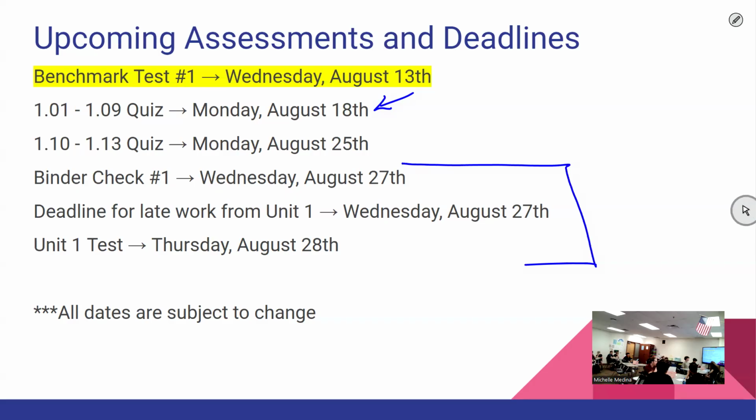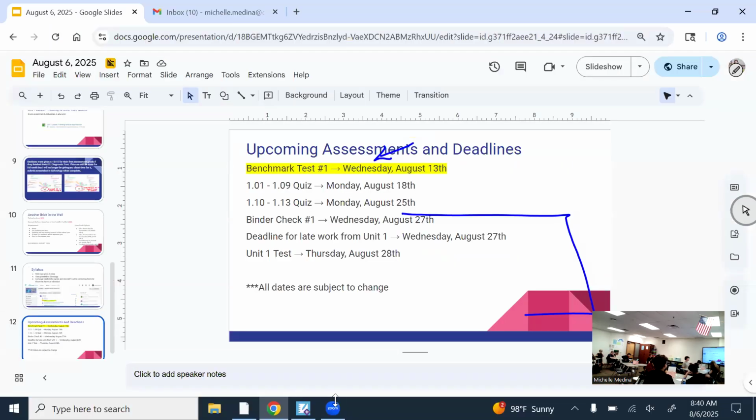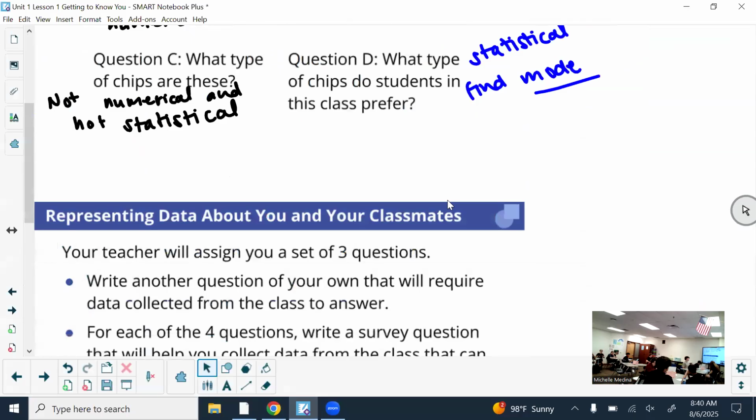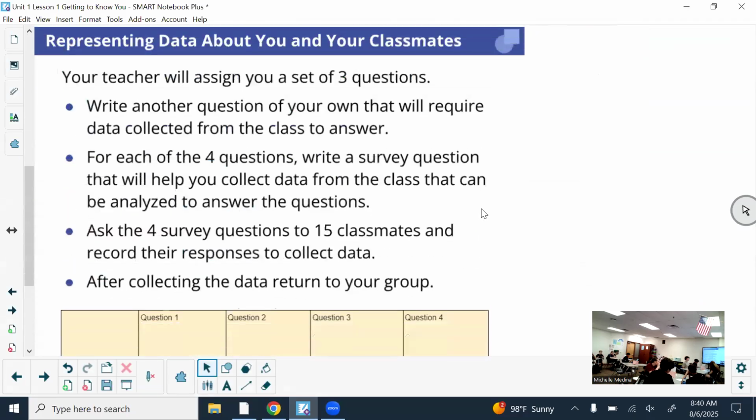What you're taking notes on right now will be for your binder check, so you need to save your notes and do your notes for August 27th. Questions? Okay. And FYI, you can use notes on quizzes, not on unit tests. So just keep your notes for your binder checks, and that's 20% of your grade right there.